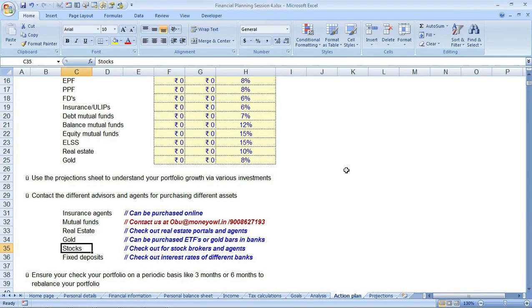Stocks, you could open a stockbroking account with any of these brokers or the discount brokers, and you might want to read the research reports and gain knowledge and see if there is any money which you could invest in the stock market. And fixed deposits, you can always check the interest rates of different banks and put it in a bank which gives a higher rate as well as is trustworthy.